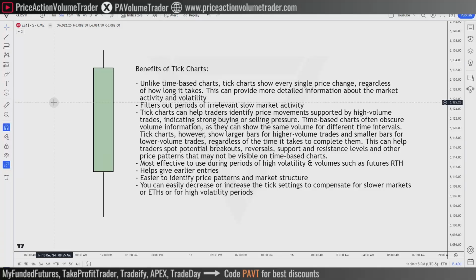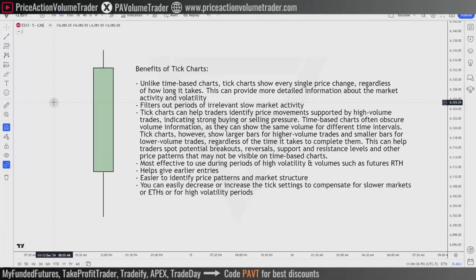Tick charts help give earlier entry signals because with a time-based chart, you may be waiting for that 5-minute or 1-minute, whatever it is, candle to close for confirmation, whereas a tick chart can already show you a pattern earlier.